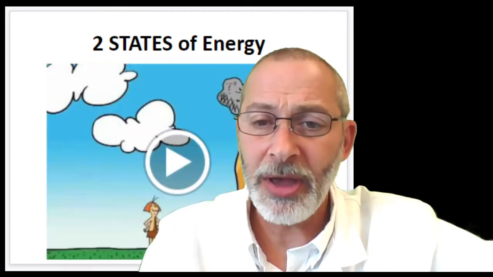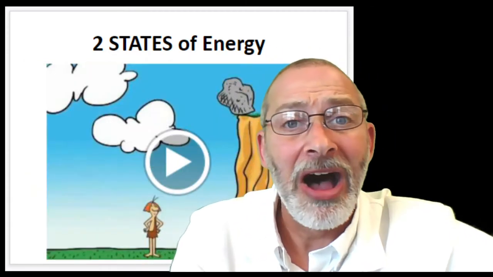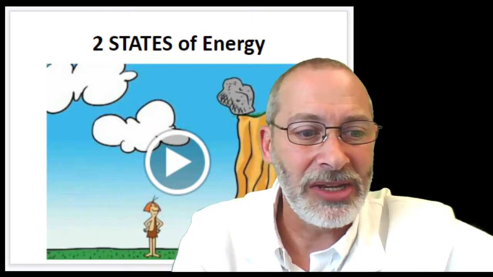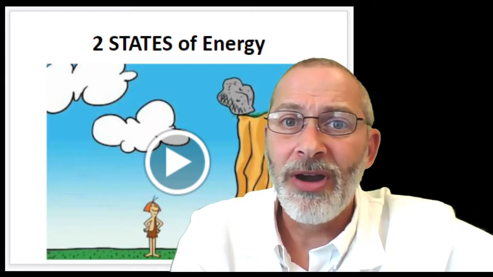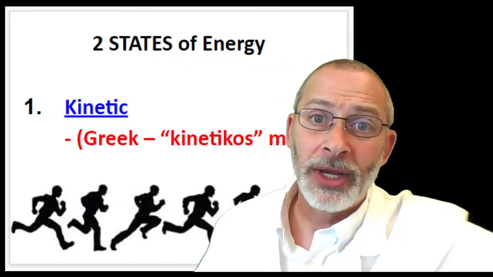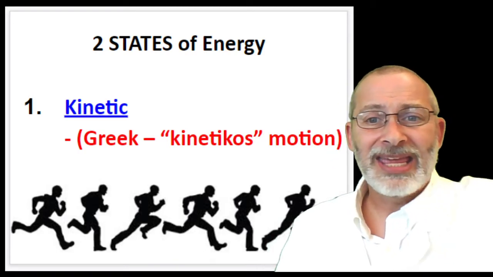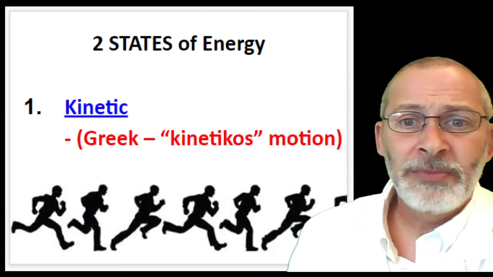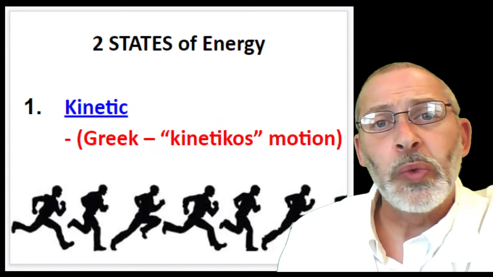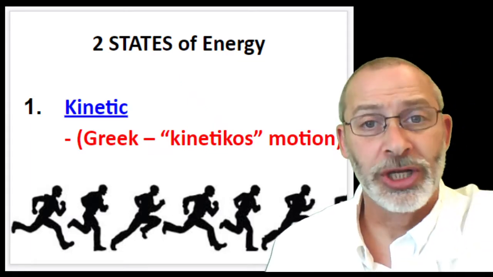So let's pick up on that idea of a falling rock as a state of energy. There are actually two states of energy, and the first one is that word that he mentioned, kinetic. Kinetic energy comes from the Greek word kinetikos, which means motion.